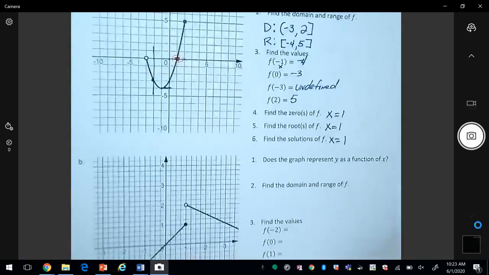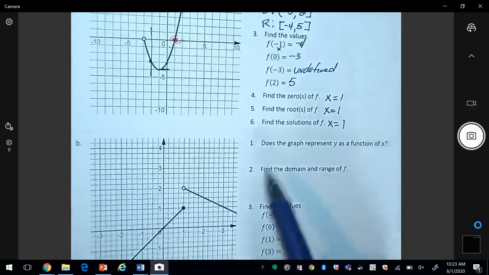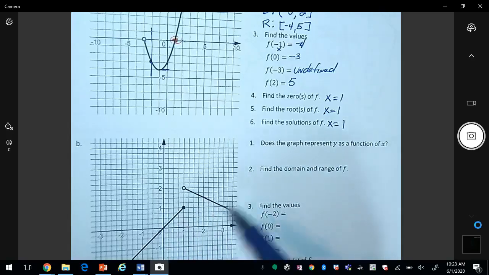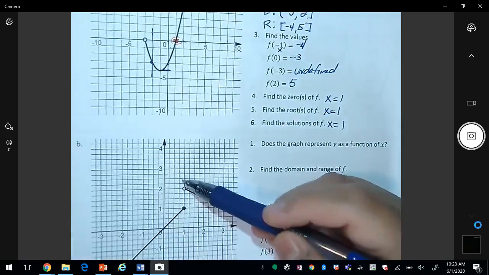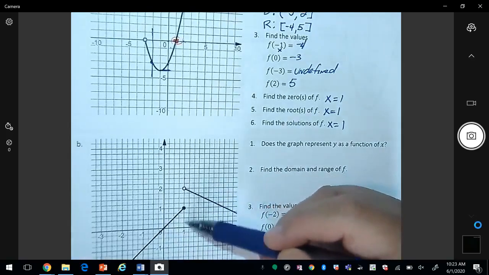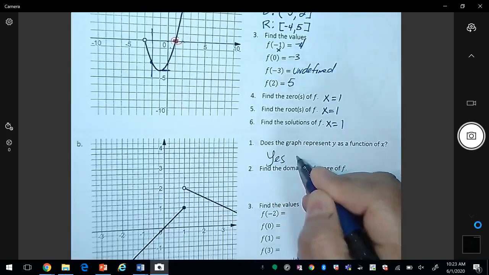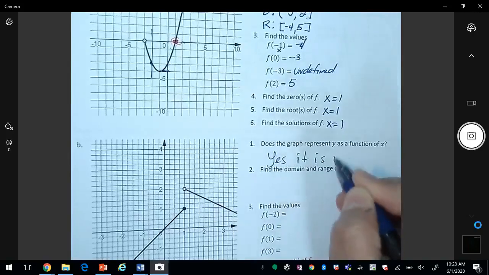So let's look at example 2 or letter B. Does the graph represent y as a function? If we draw a vertical line, it's going to pass the test. Even if we draw a vertical line here, this point is not included. So this would be yes, it is a function.